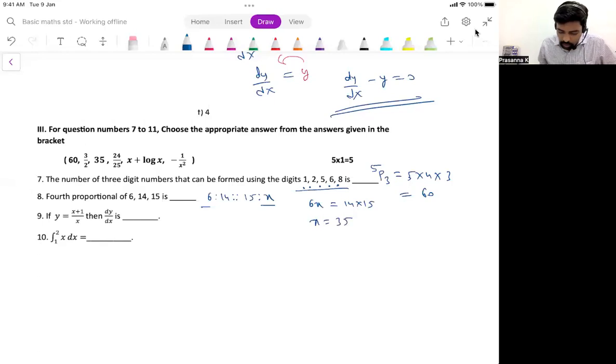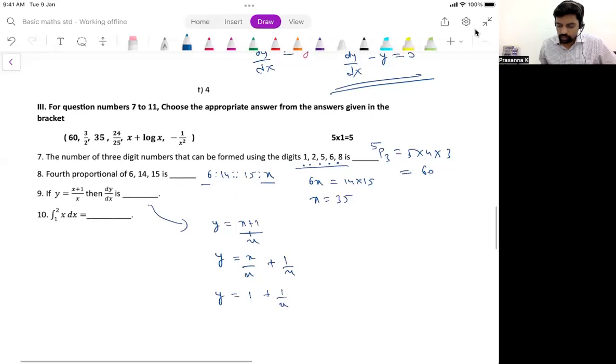The ninth question, y equals x plus 1 divided by x. So split the numerator here. You will get x by x plus 1 by x. Therefore, y is equal to 1 plus 1 by x. Now you differentiate this. So dy by dx equals 1 differentiation is 0 plus 1 by x differentiation is minus 1 by x square.